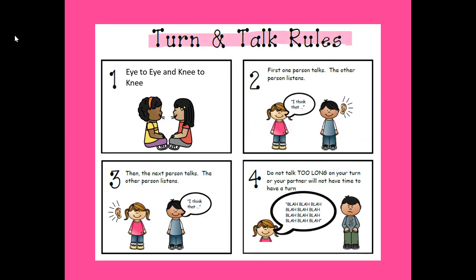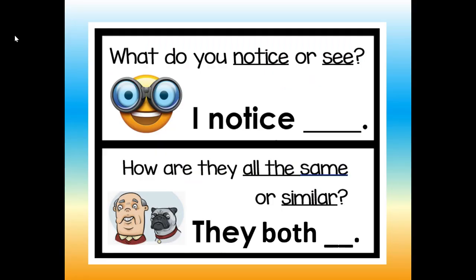Let's quickly go over our turn and talk rules. If you have a partner at home, number 1, you are eye to eye and knee to knee. And when you're talking with me or with a partner, 2, first one person talks, the other person listens. 3, then the next person talks, the other person listens. Now, I can't hear you, but I want you to do your best to say your answers out loud. And 4, don't talk too long on your turn or your partner will not have time to have a turn.